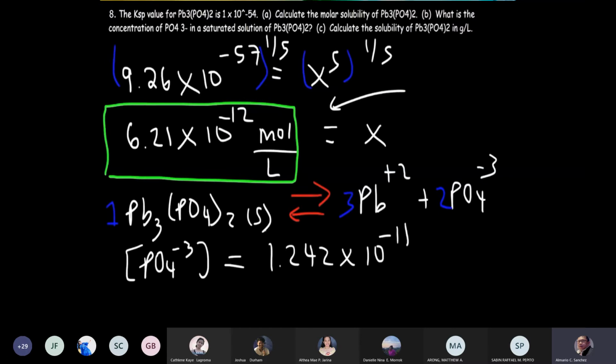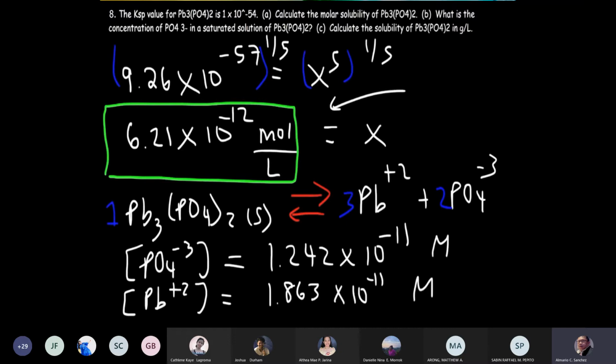And so that's it. So let's say if we need to calculate the lead 2 ion concentration, for example, notice that the molar ratio is 1 to 3. So it's going to be 3 times this number. So 6.21 times 10 to the negative 12 multiplied by 3, that's going to be 1.863 times 10 to the minus 11. So once you have the molar solubility, you can easily calculate the concentration of any product ion just by multiplying by the coefficient that you see here.